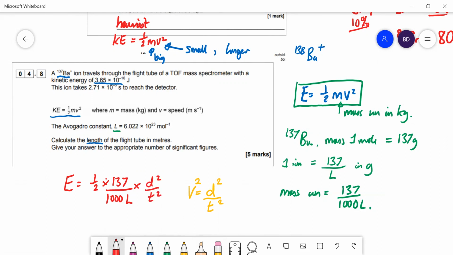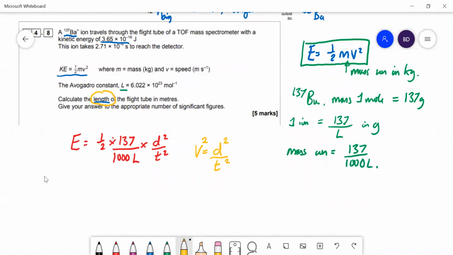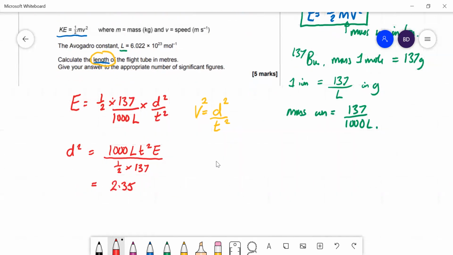What do we want to find out? It asks us to find out the length d. So let's rearrange that, but let's just do d squared first of all. And then we can do the square root afterwards. So d squared is equal to 1,000 multiplied by the Avogadro constant, multiplied by the time of flight squared, multiplied by the kinetic energy, divided by half, and 137. Right, if you do that, you're going to get d squared is equal to 2.35. D will be in meters. Let's take the square root of that. So d is equal to the square root of 2.35, which is equal to 1.54 meters.